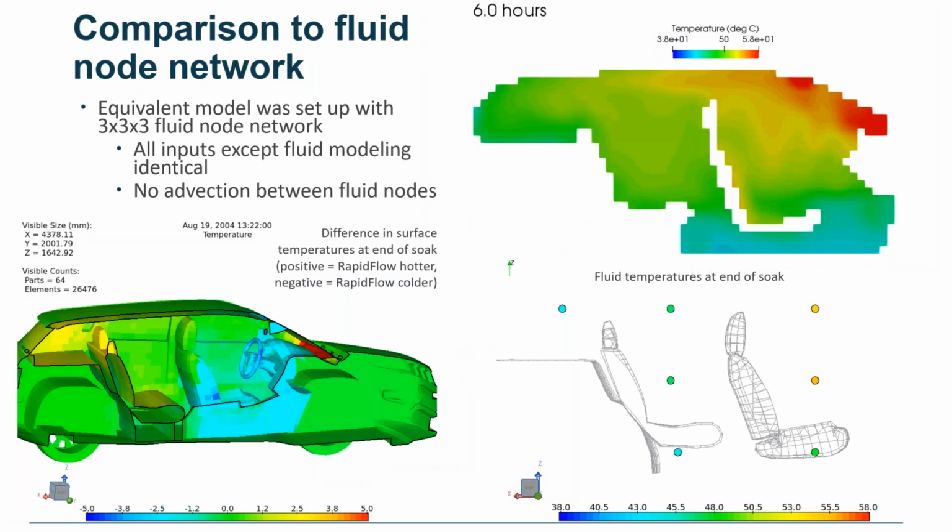So then for a soak condition, we can compare using the RapidFlow approach to a typical simpler approach, which might be using a network of fluid nodes. On the right side of the slide here, we've got a snapshot in time from the end of the soak, where the lower image shows the predicted temperatures on a simple network of fluid nodes, and the upper image shows a cut plane through the RapidFlow domain.